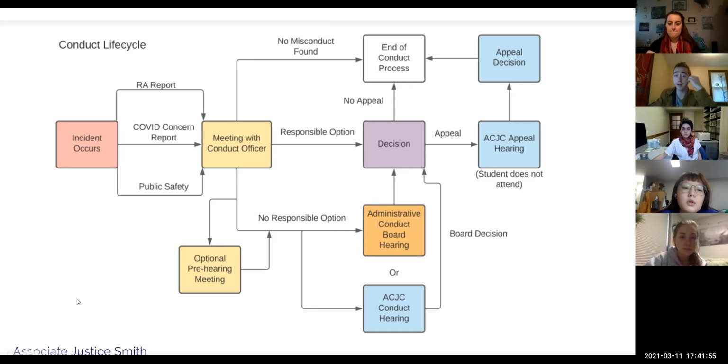There's the responsible option, where the conduct officer and the student agree on a sanction and a decision is reached. That can be appealed. That's often where we come in. We'll sit on that appeal hearing, like Alyssa said, and make a decision. For other outcomes, no misconduct might be found by the conduct officer and the process ends. Or if they disagree on what the sanction should be, there's a hearing either by an administrative board or an ACJC conduct hearing. We haven't had one of those in quite a while, but it is possible.